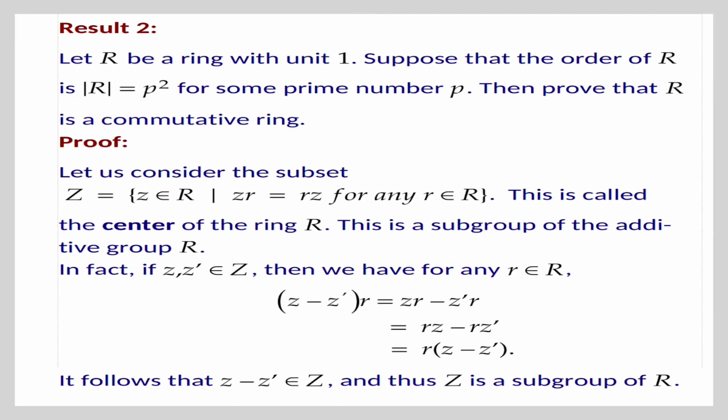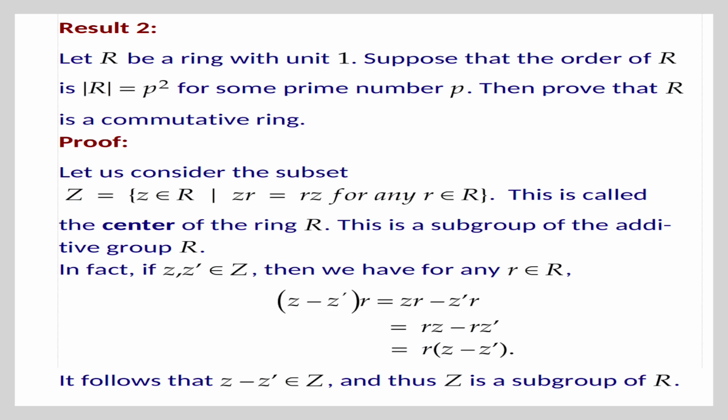Suppose that the order of R is p² for some prime number p. Then prove that R is a commutative ring. Proof: let us consider the subset Z equal to the set of all z belongs to R such that zr equals rz for any r belongs to R.